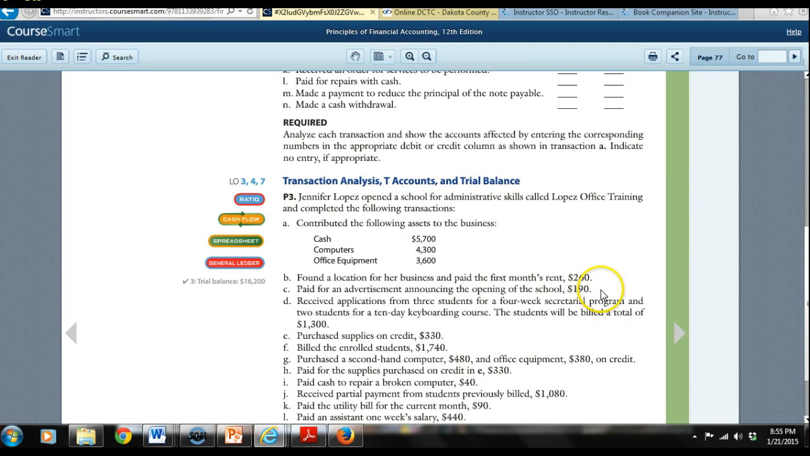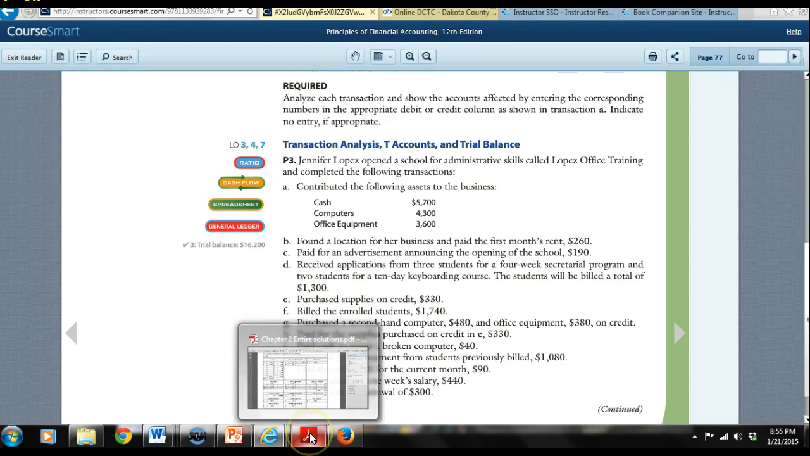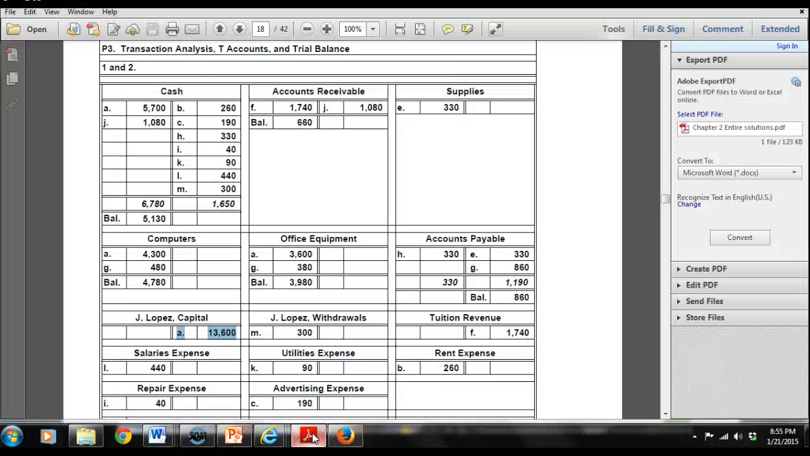Next, C. Paid for advertisement announcing the opening of the school, $190. What do we think is going to happen here, guys? A credit for and a debit for what? Debit? Advertising expense. Awesome. Debit advertising expense. So you'll have a C here, and 190 is your debit. And cash, C, a credit of 190, isn't it? Okay?